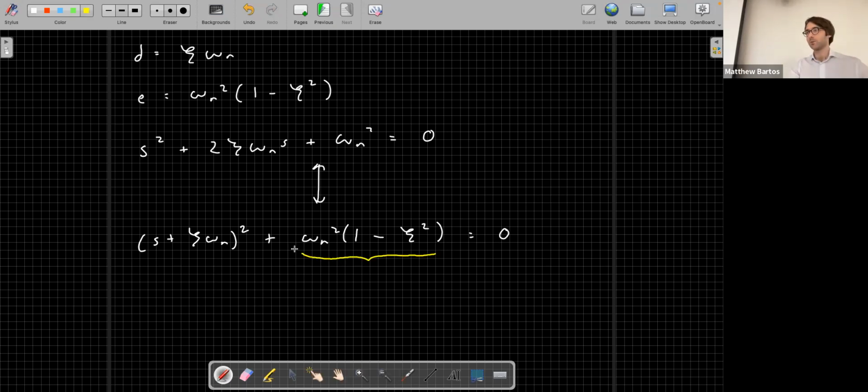We have another expression that we previously defined for this. If we define omega d as being equal to omega n times the square root of 1 minus zeta squared, this here becomes omega d squared.